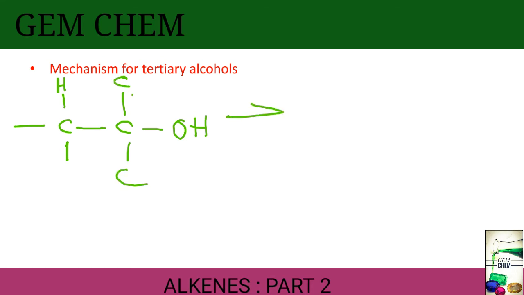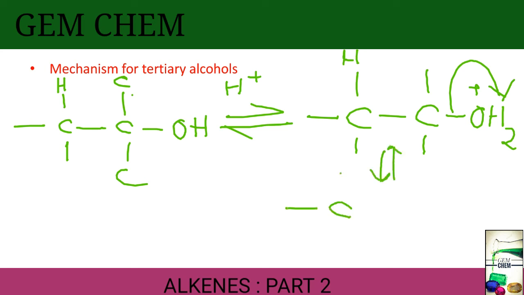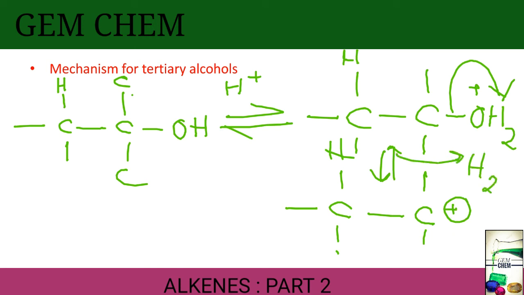Now on first protonation, what do we get? We get actually this one, that is, hydrogen is being added in OH, so OH2 plus. Then we have formation of carbocation. So this one leaves, so we obtain this kind of thing, right? CH and here also C plus, and here we can write that water has come out.